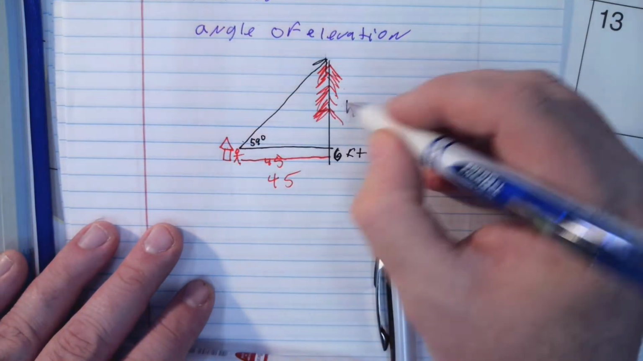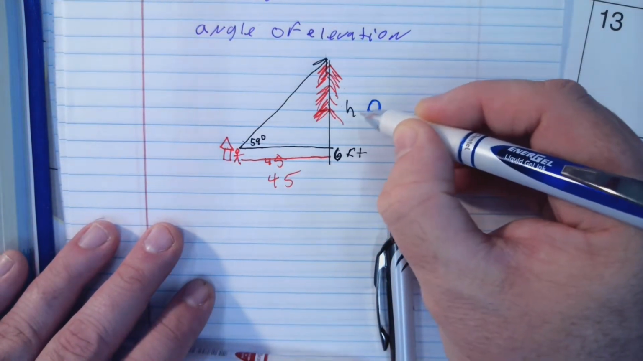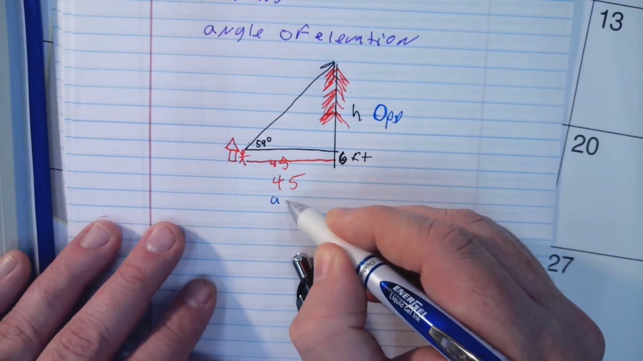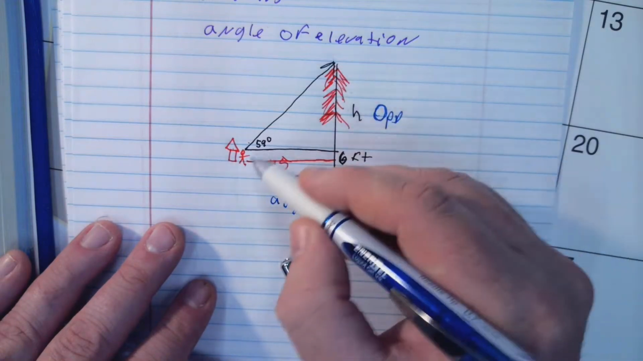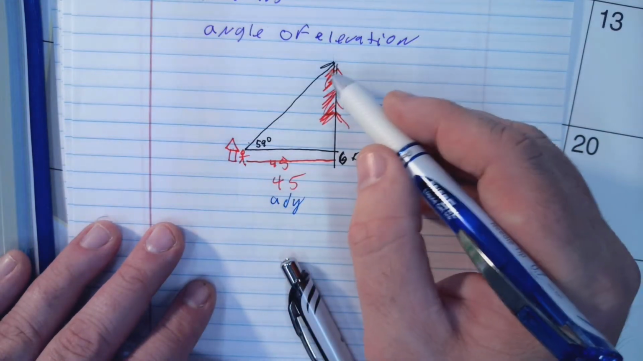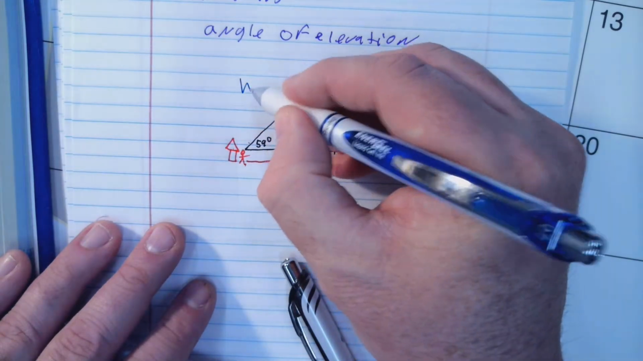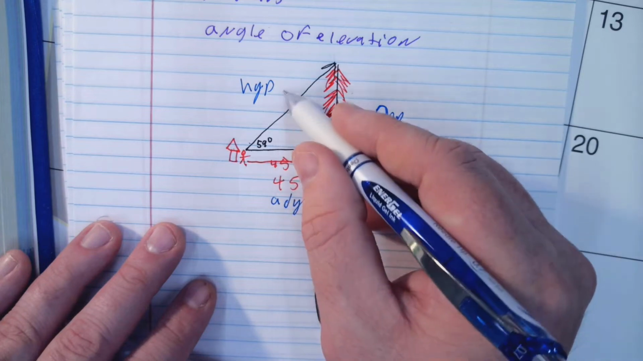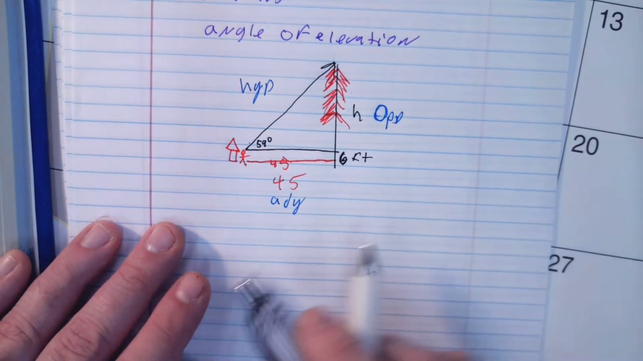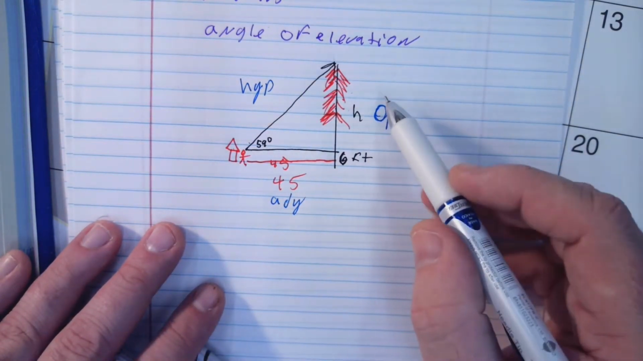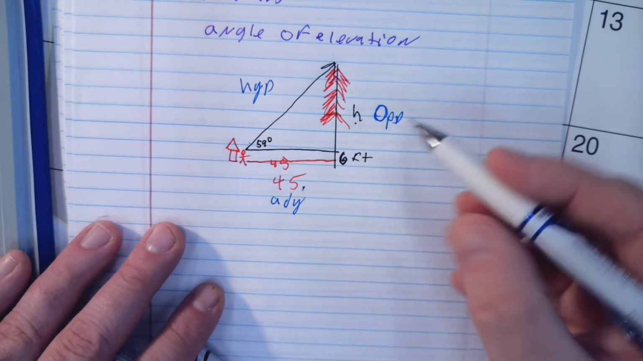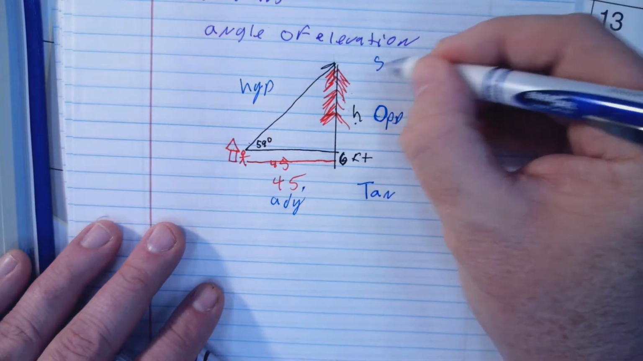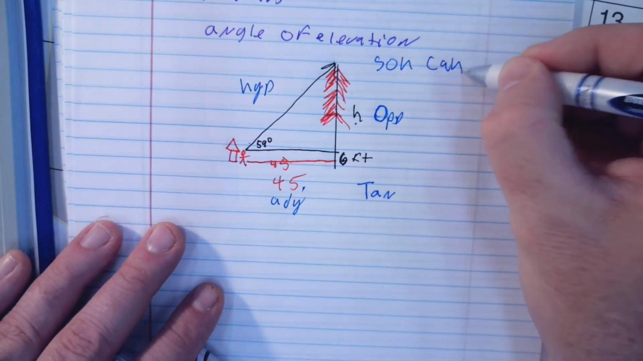Well, let's label it. The tree would be opposite. I put an H because we're looking for the height of the tree, but it's the opposite. The ground would be adjacent. And then my sight line would be the hypotenuse. And this right here would be the angle of elevation, because I'm kind of looking up, aren't I? So what tool would I use? I have a variable here and a number here. Tangent, because SOHCAHTOA.